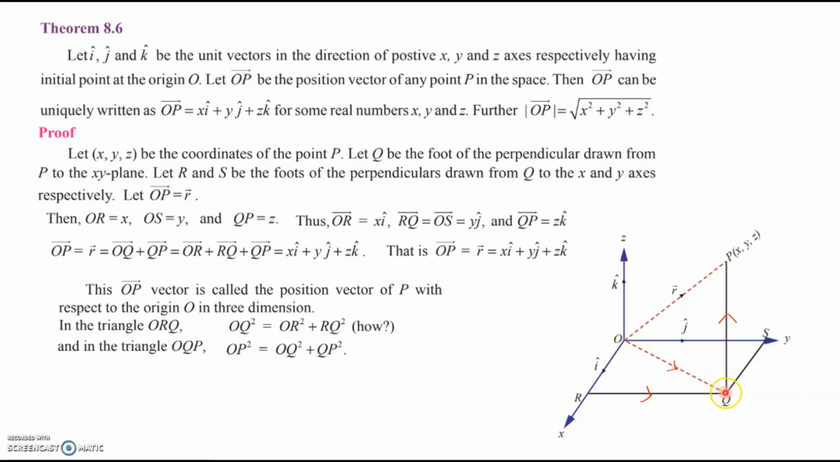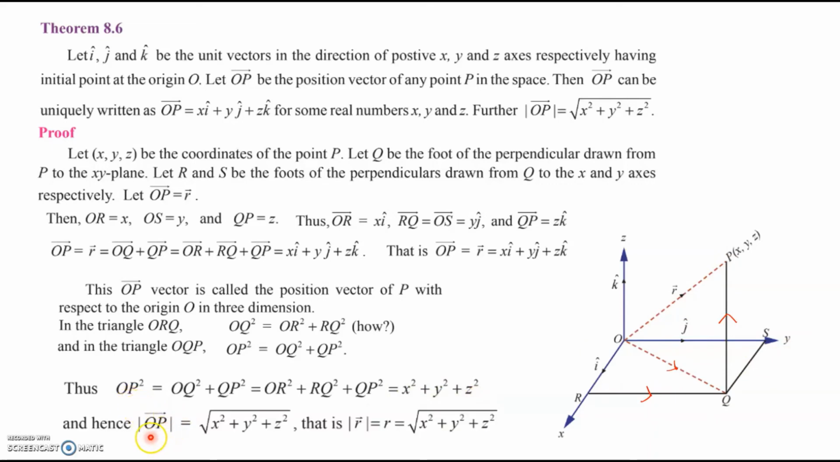Now we have seen that our OQ squared is already equal to OR squared plus RQ squared, which is here. So let's replace OQ squared with OR squared plus RQ squared. So we have OP squared is equal to OR squared plus RQ squared plus QP squared. We know this length OR is X, RQ is Y, and QP is Z. So it's X squared plus Y squared plus Z squared.